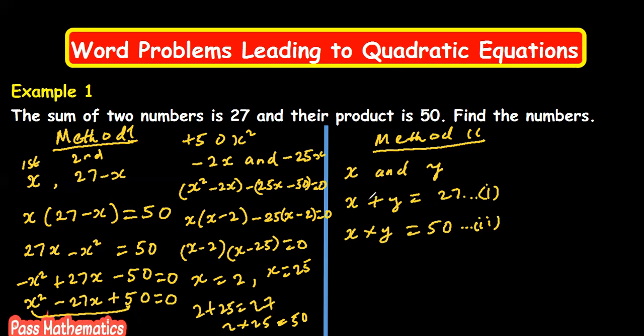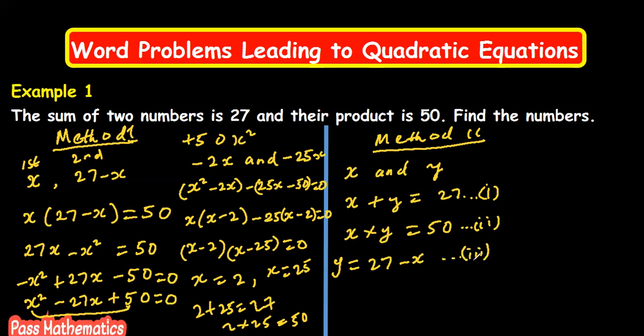So let's make y the subject of the equation here, or x the subject of the equation. So we can choose to use y or x as the subject of the equation, but let's use y. So here we are using y as the subject of the equation in equation 1, so which means y will be equal to 27 minus x. So this is equation 3.